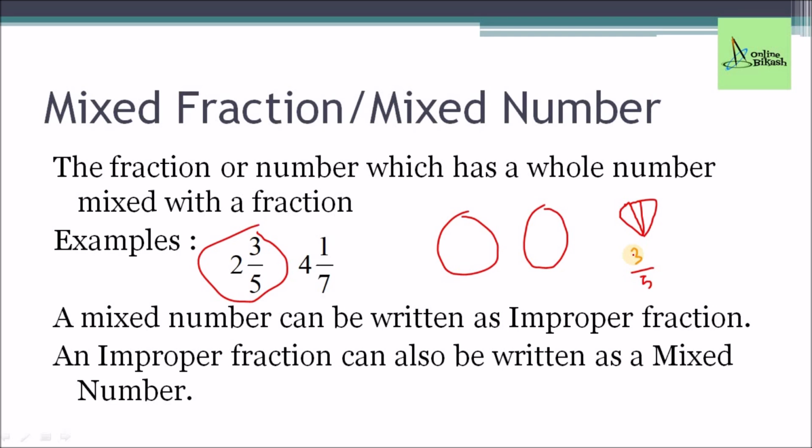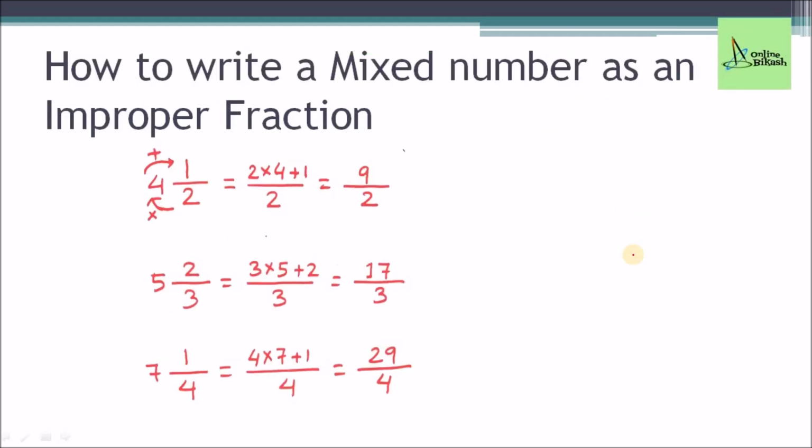Similarly, 4 whole 1 by 7. And the thing is that a mixed number can be written as an improper fraction, and an improper fraction can also be written as a mixed number. In the next part of this video, we will try to understand how to write a mixed number as an improper fraction. So let us see this example. First, we are going to learn how to change a mixed number to an improper fraction.